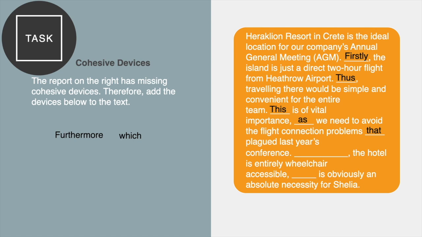Furthermore, now, this is a sentence connector. However, this means additional information. Which. Now, this is a relative pronoun, but in this case, it's used in a non-defining relative clause. Here, it gives extra information about a person, a thing, etc.